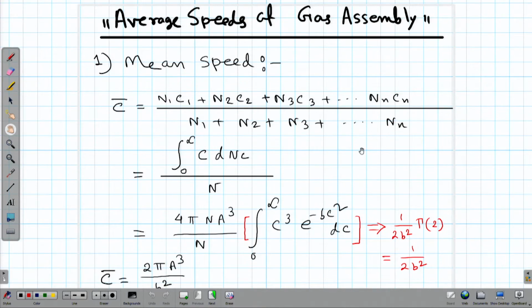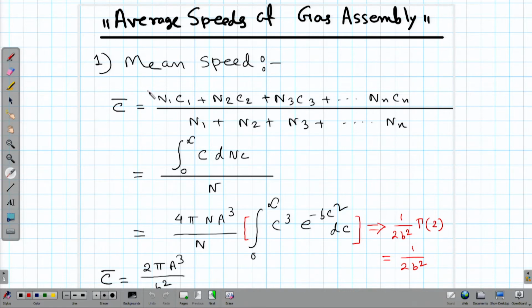Hello and welcome back. In today's lecture we are first starting with the concept of speed, like there are different mean or average speeds inside a gas assembly, and we will be first discussing those. Okay, so let us focus on this. As I have said, we can define at least 3 different average speeds in a gas assembly.